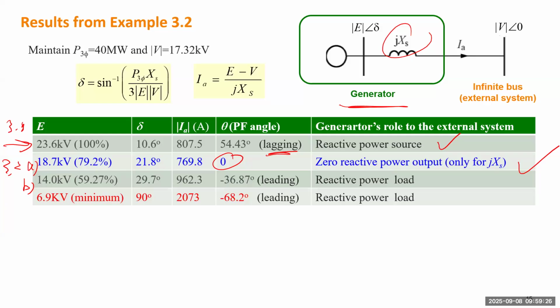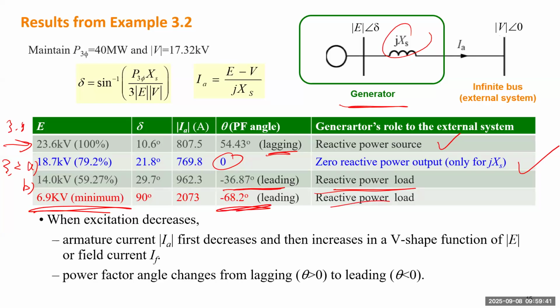And next one, when the power factor becomes leading, the generator will consume reactive power. It will behave like a reactive load. And the minimal voltage will be this 6.9, which is leading power factor. All right, we'll continue on Wednesday to talk about how the stator current will change with field current.